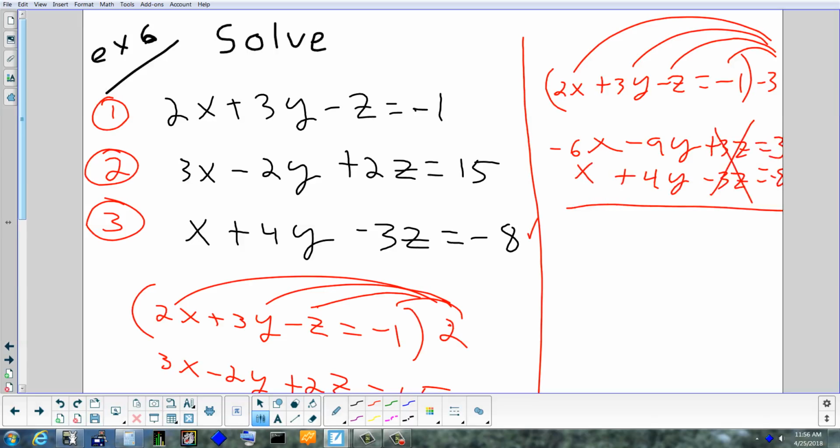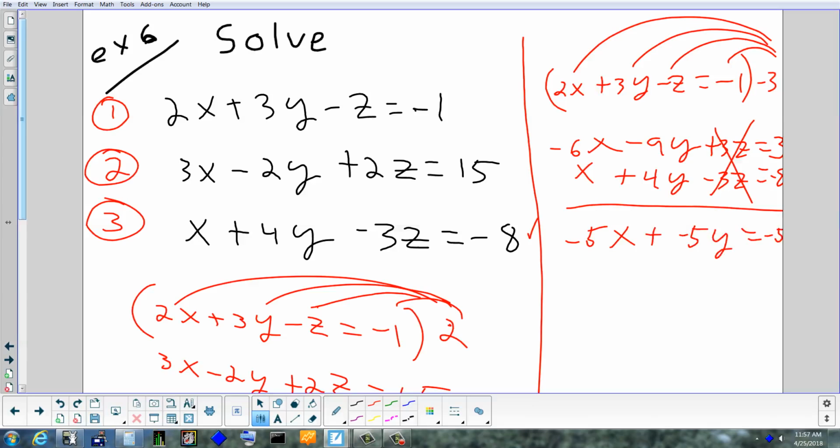The z's are gone. Cameron, what do I get for my x's? Negative 5x. Yep. Negative 9 plus 4, negative 5y. And 3 plus negative 8, negative 5. Now, technically, we can use that equation the way it is, but we could make that equation even easier. What could you divide everything by if you want to? Negative 5. You could divide everything through by 5.